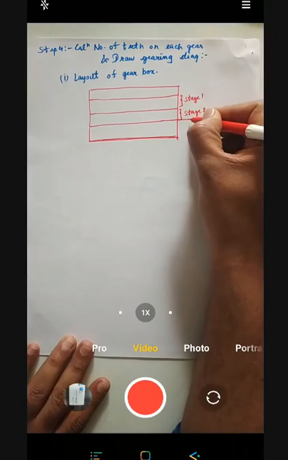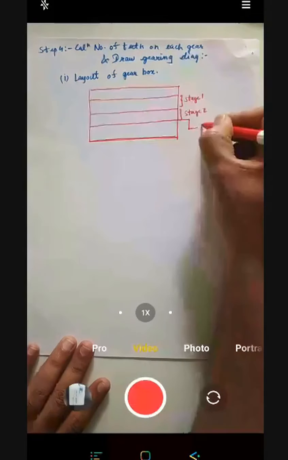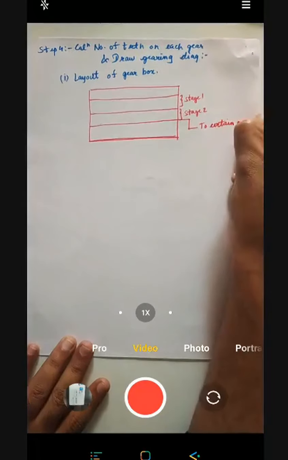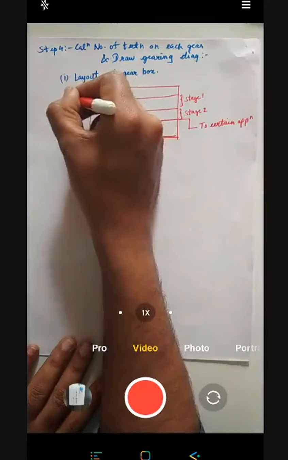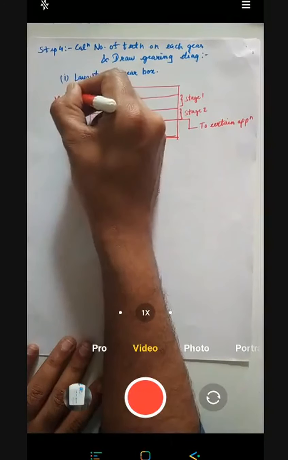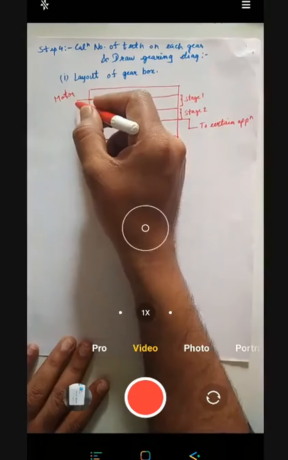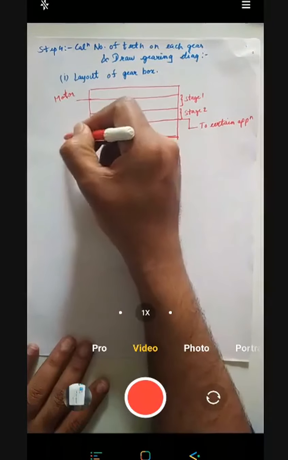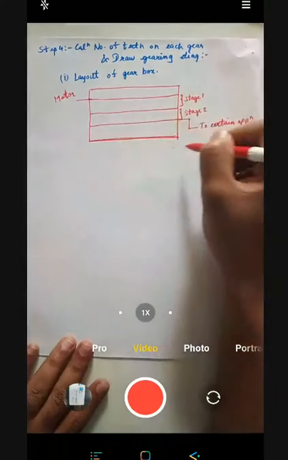From here, there will be output. This output will go to a certain application. That application for now is not known to us; that is not given. And this is your input speed. That will go to the motor through some means or directly to the motor. In our case, this shaft is connected to a belt drive, and then it is connected to a motor so as to reduce the input speed for the gearbox. So this is all about the layout.